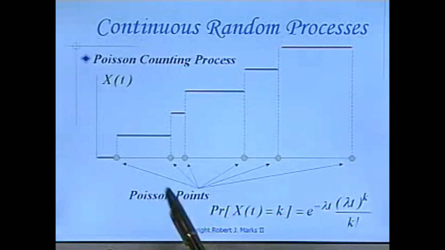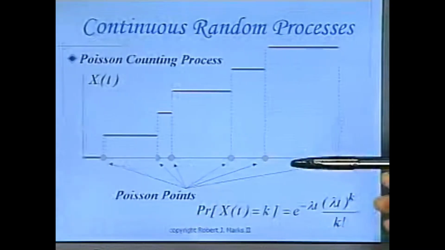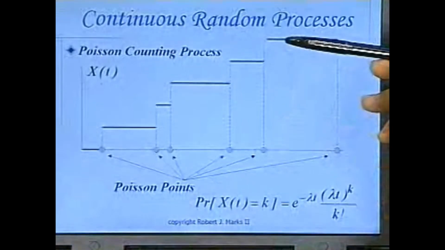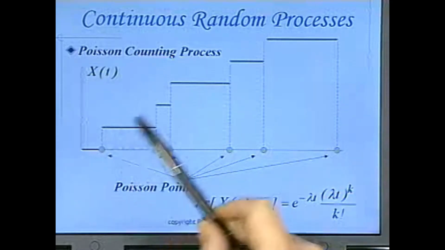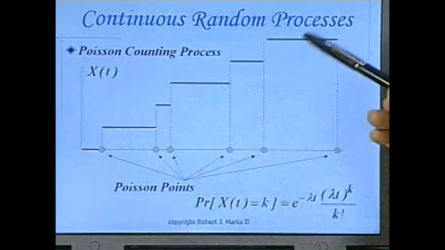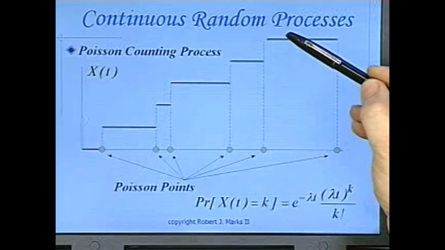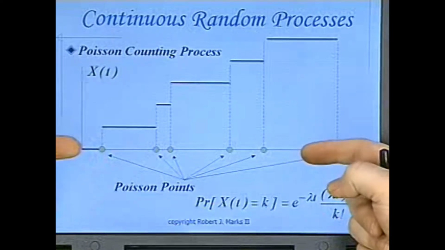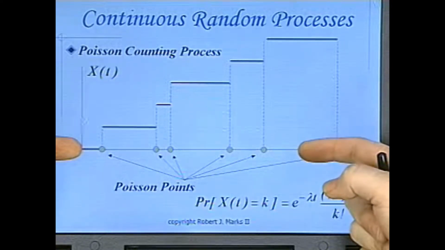Now, we ask ourselves, if this is x of t, this now is a stochastic process because it has a value assigned to it for every point in time. We can ask ourselves, what is the probability that x of t is equal to k? That is, we choose a value of t out here, and we ask ourselves, what is the probability that this value is equal to k, given that every time we hit a Poisson point, we go up one interval, and one interval only? Well, the probability that x of t is equal to k is exactly the same as the probability that the number of points on this interval was equal to k, right? It's the probability that the number of points on the interval between my two fingers was exactly equal to k.